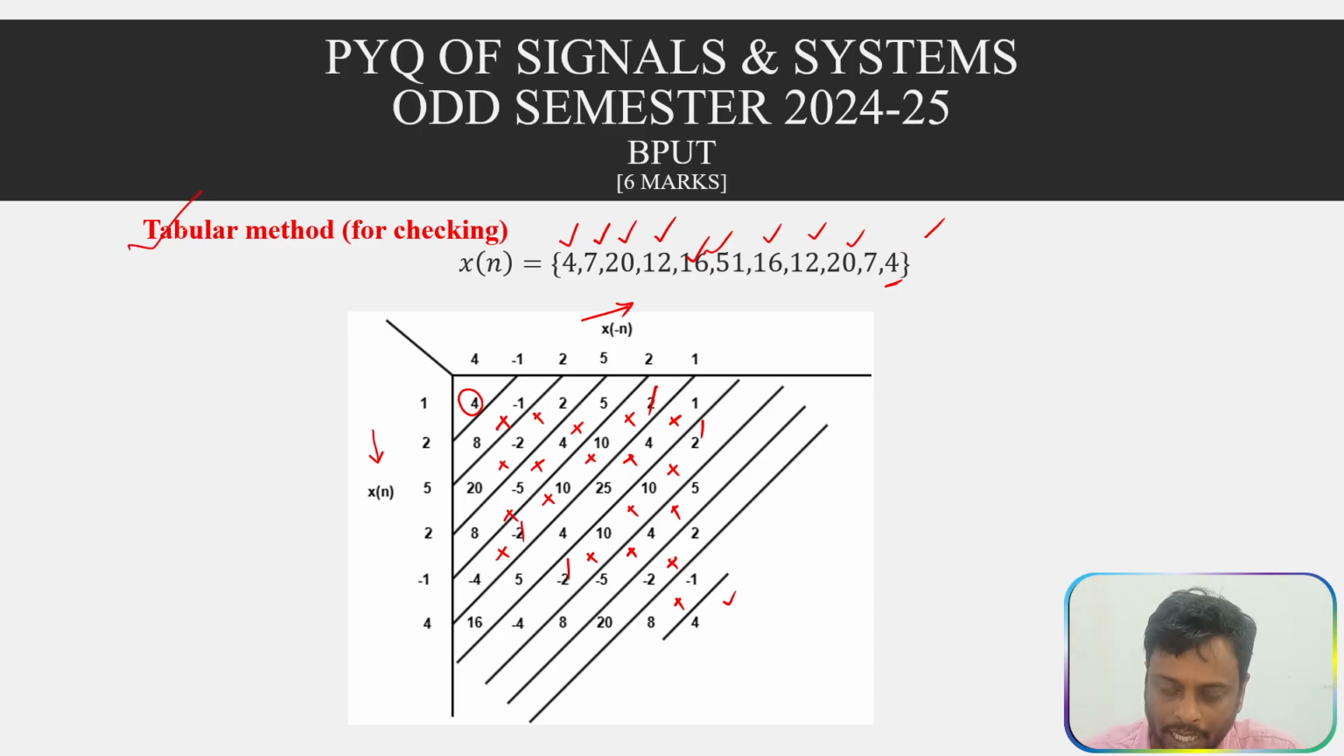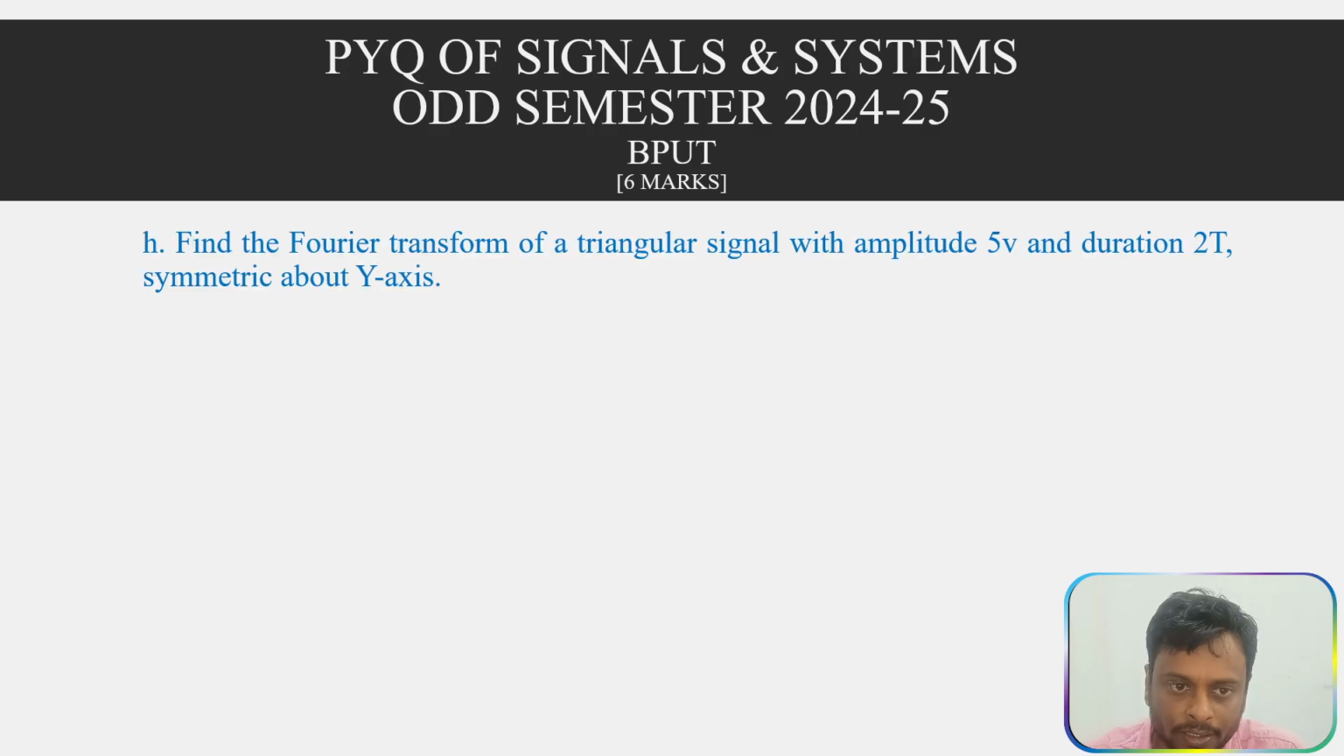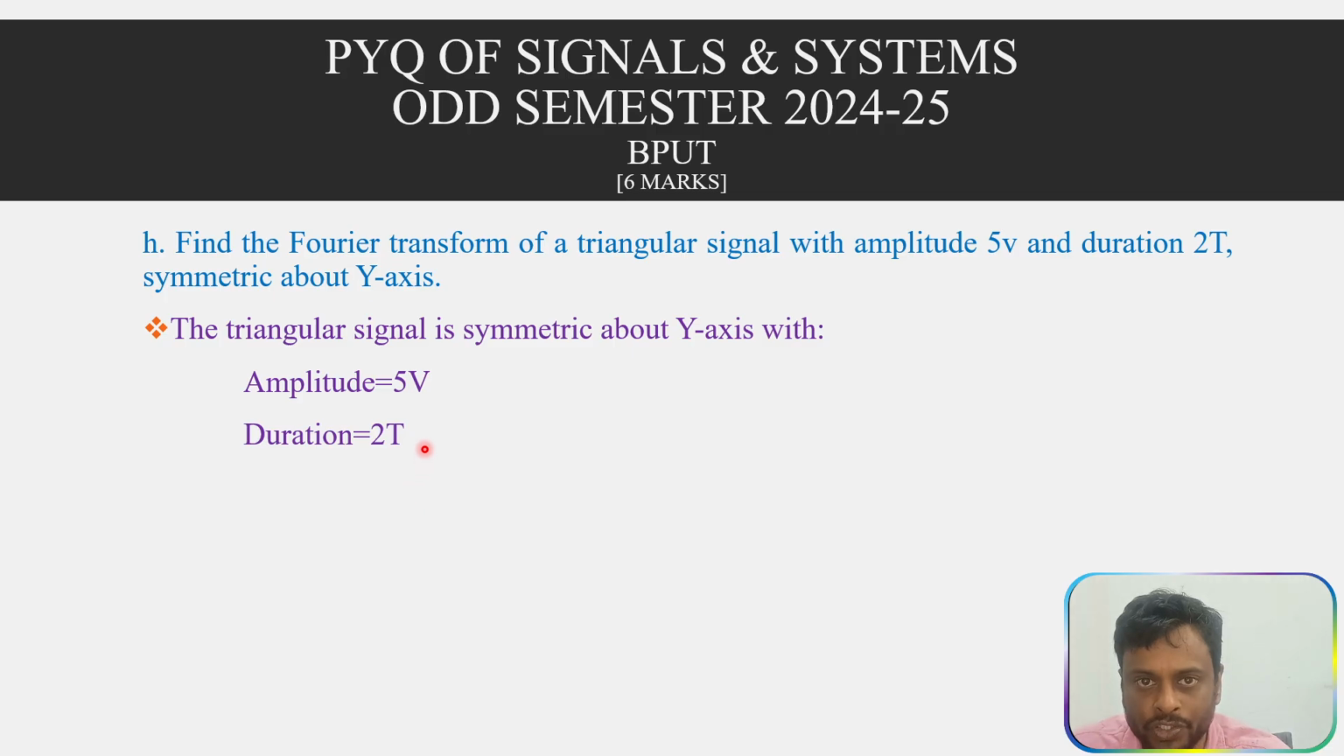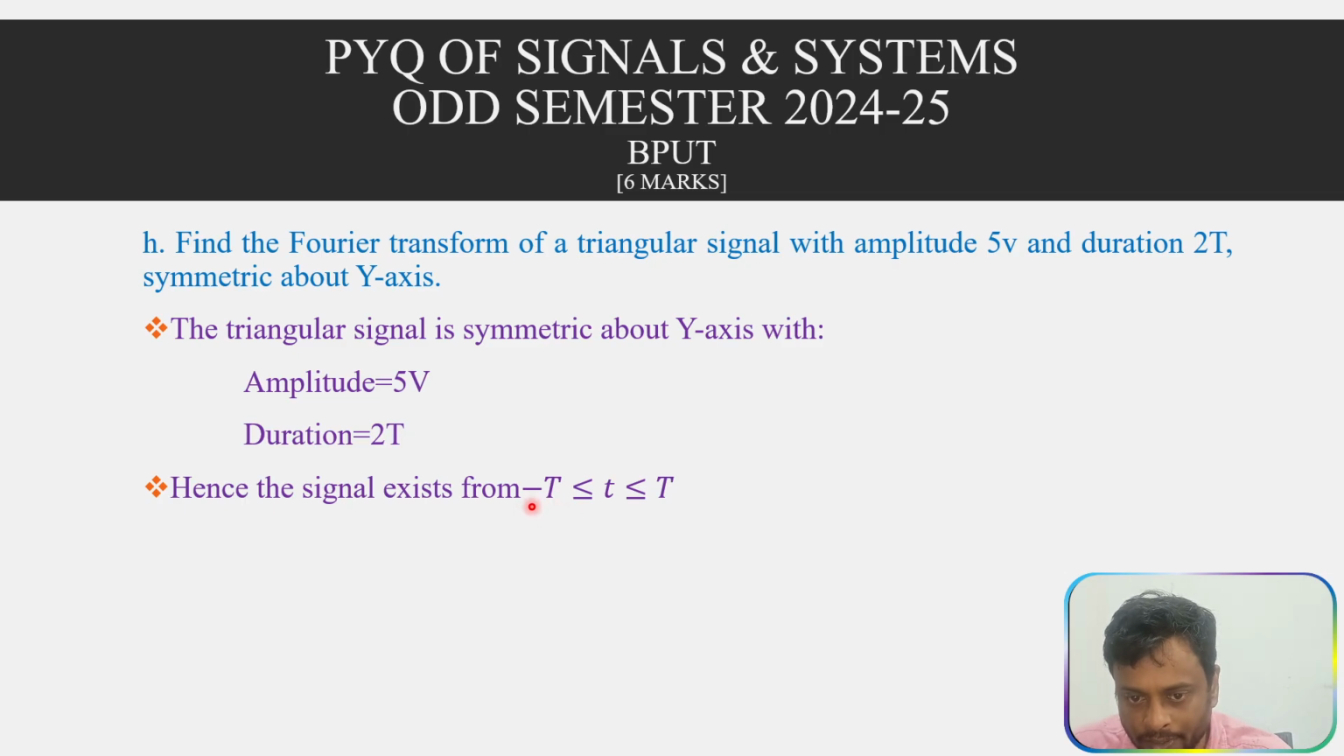Okay, last question we will take. Find the Fourier transform of a triangular signal of amplitude 5 volt and the duration is 2T. Okay, this is symmetric about the y-axis. The triangular signal is symmetric about the y-axis with amplitude 5 volt and the duration is 2T. This is given. Okay, so that signal we assume that it exists from minus T to plus T. That is, the duration is 2T.